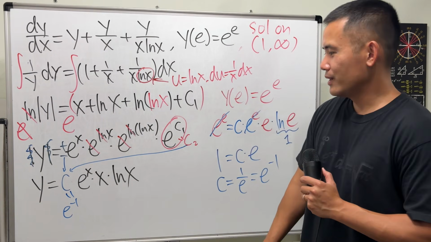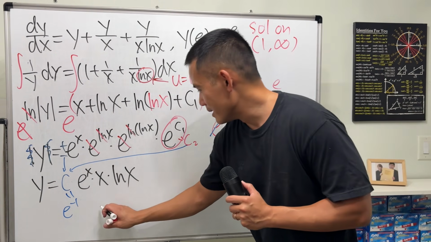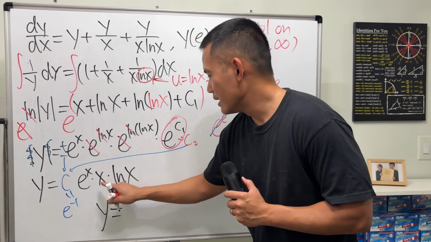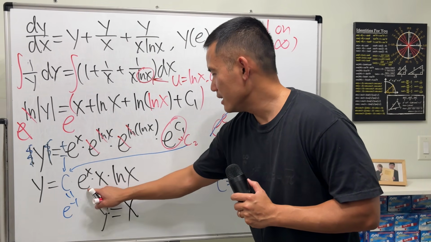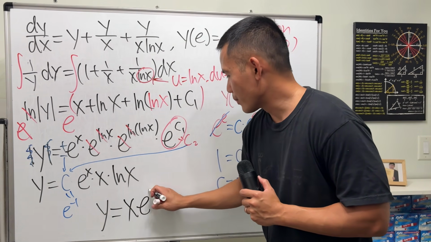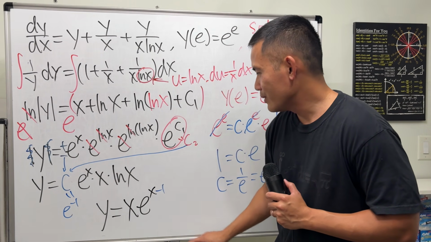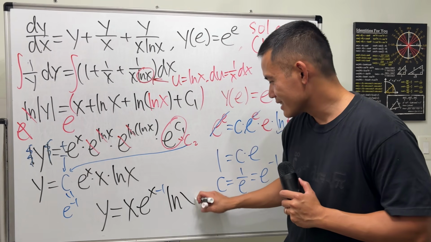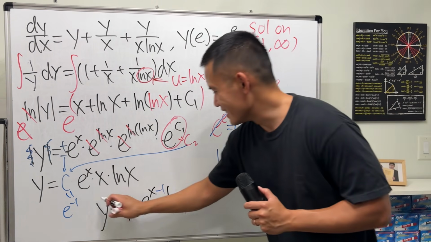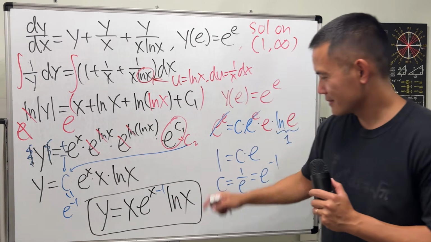And finally, ladies and gentlemen, here is the answer. Y equals, let's put on the x first, and then e to the x power, along with the minus 1, and then we have natural log of x. As I told you, how pretty is this? That's the solution.